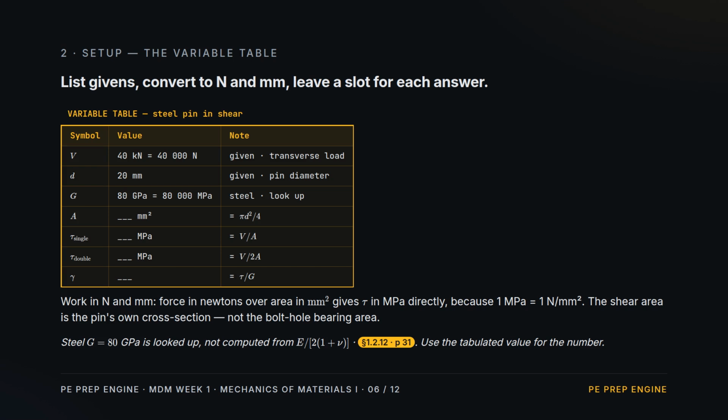Setup. Build the variable table. The load and the pin diameter up top, the shear modulus looked up, and a blank for each unknown with the formula that fills it. Commit to newtons and millimeters now, so shear stress lands in megapascals with no conversions. And be clear about the area. It's the pin's own cross-section resisting the cut, not the bearing area at the hole.